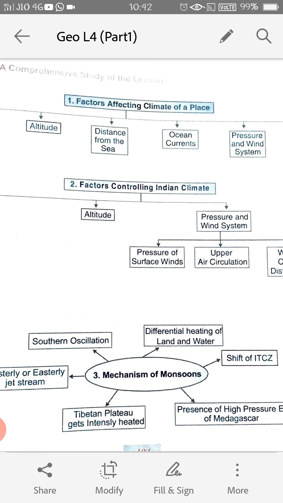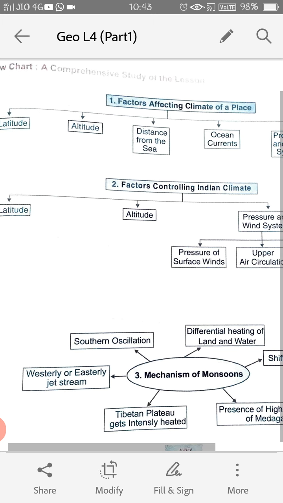India is having a monsoon type climate, and why it is called the monsoon type climate, these things will be clear to you, and the meaning of monsoon will also be clear. Then you learn the factors affecting the climate of a place. So what are the factors that affect the climate of a particular place?